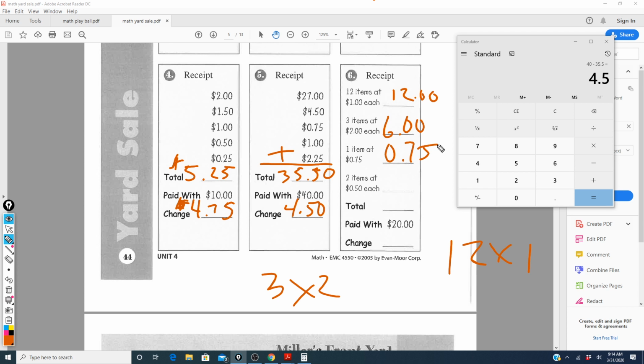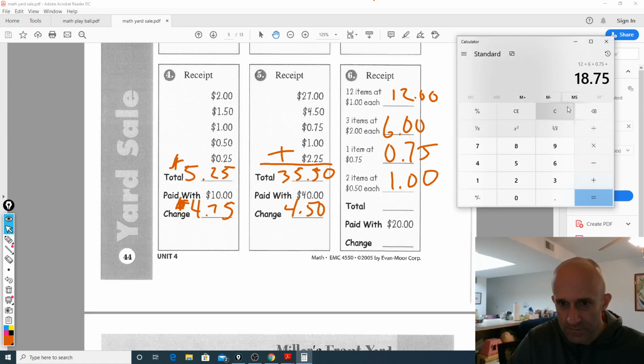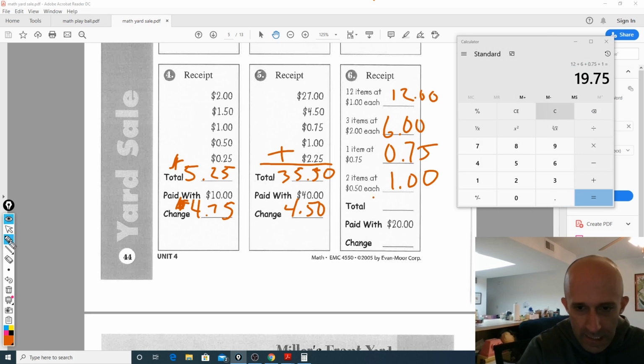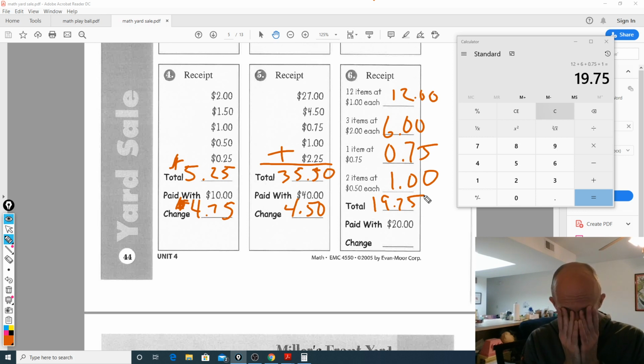2 items at 50 cents each will give us $1. When you add those up, you take your 12, add your 6, add your 75 cents, and your 1, and that is 19.75. If you pay with 20 bucks, you paid $19.75 worth of items. That's going to give you change of a big whopping quarter, 25 cents.